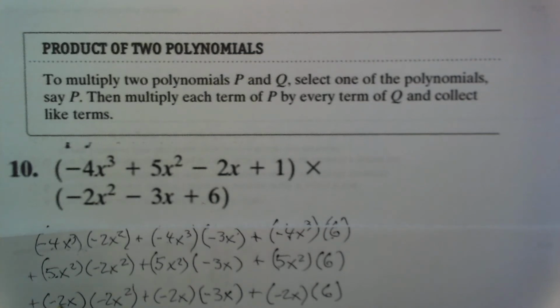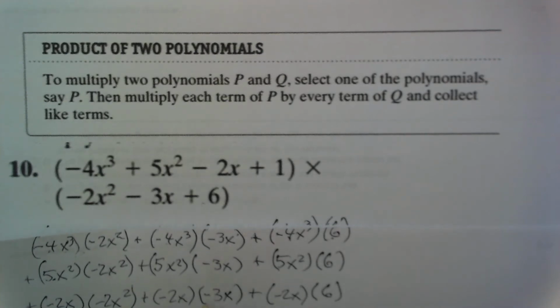Then we have minus 2 times minus 2 is plus 4. x times x squared is x to the third. And minus 2 times minus 3 is positive 6. And x times x is x squared. And then minus 2 times 6 is minus 12. And then there's 1x, minus 12x.